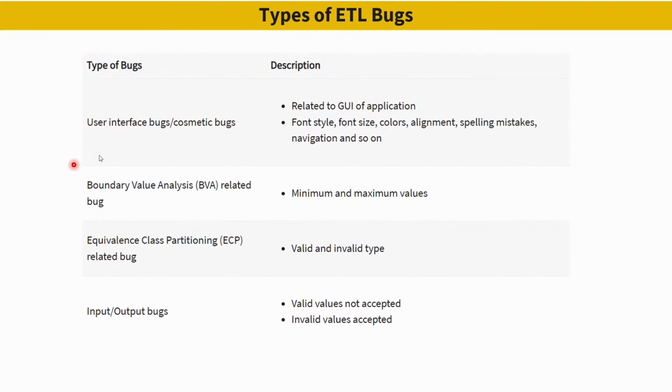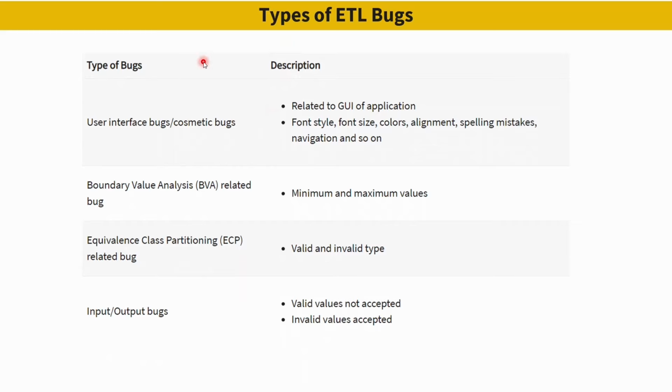When we are talking about user interface bugs, this means bugs related to the GUI: font, size, colors, alignment, spellings, navigation, and so on. When we are talking about boundary value bugs, that includes minimum and maximum value ranges. And when we are talking about equivalence class partitioning (ECP) related bugs, that consists of valid and invalid types, and input and output bugs, where valid values are not accepted and invalid values are accepted.